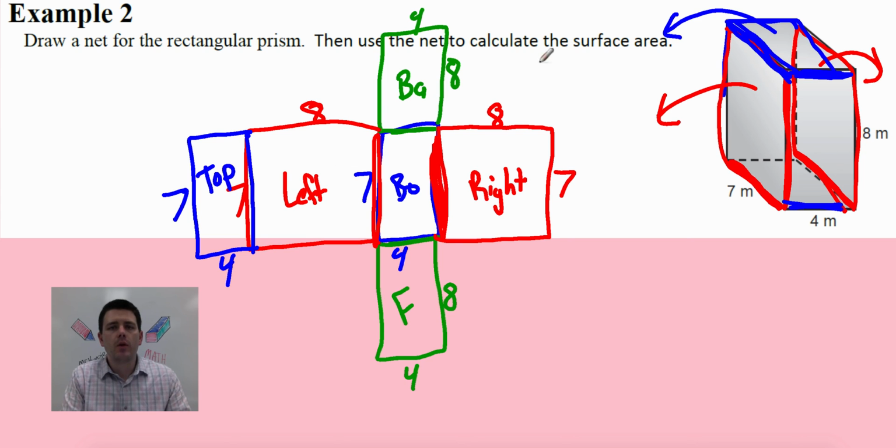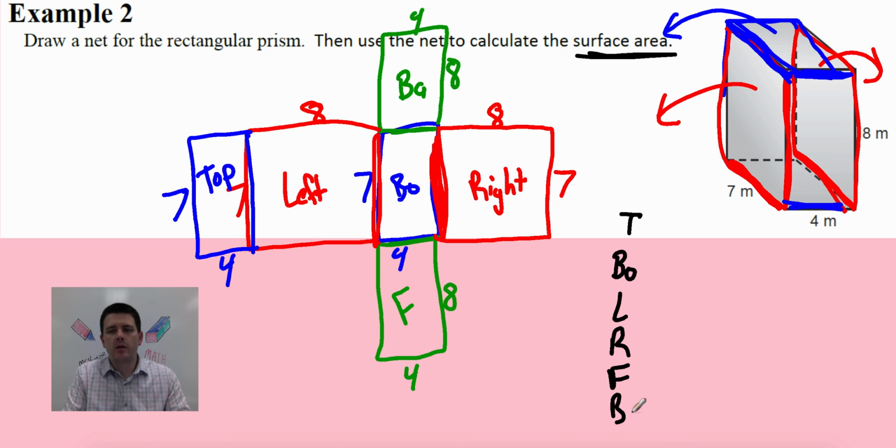So we want to use this to help us find our surface area. So we have our top and the bottom. We have our left and our right. We have our front and our back. We just want to find the surface area, or the area of each one of them. So our top is 4 by 7. So 4 times 7 is 28 meters squared. The bottom is the same, 4 by 7. 4 times 7 is 28.